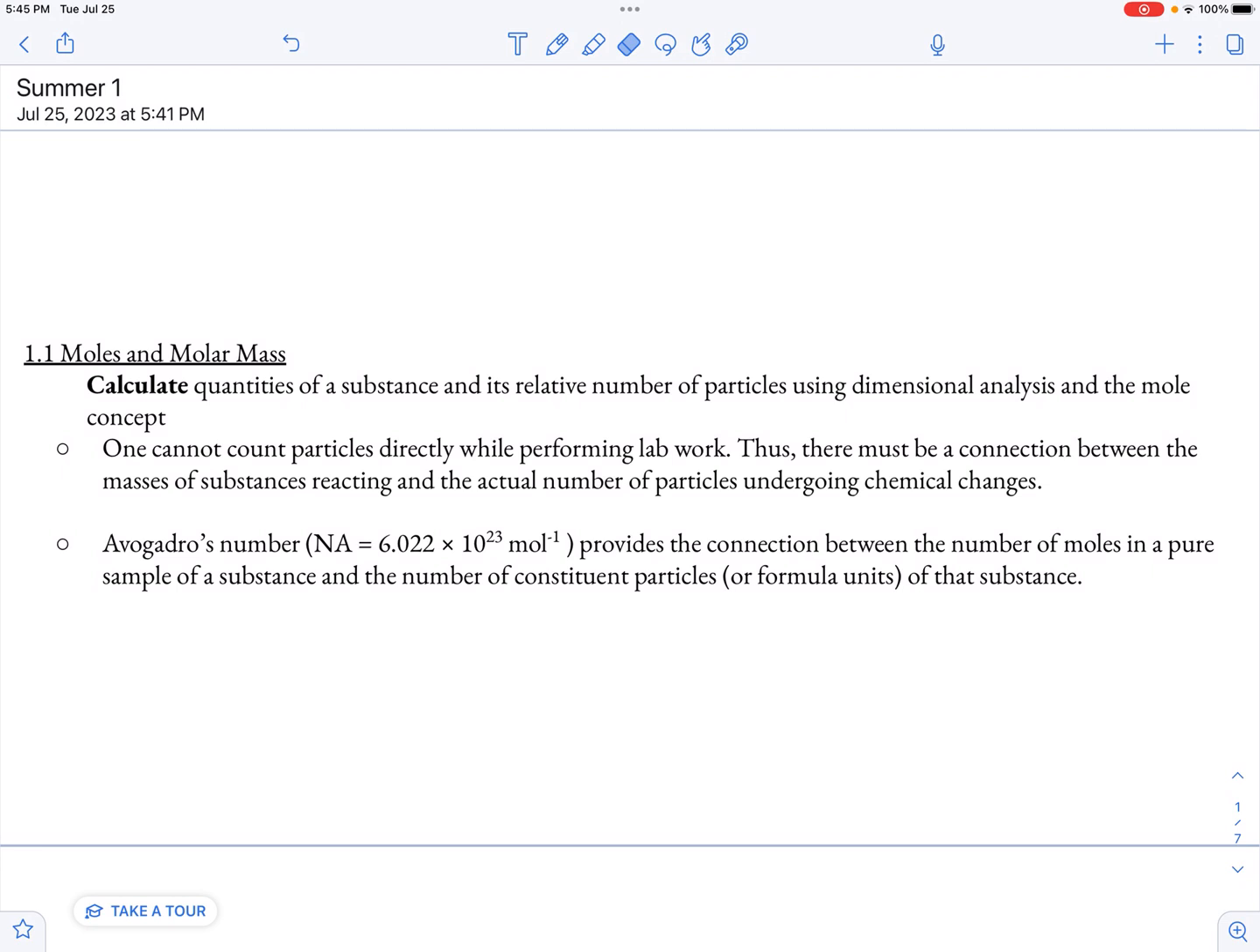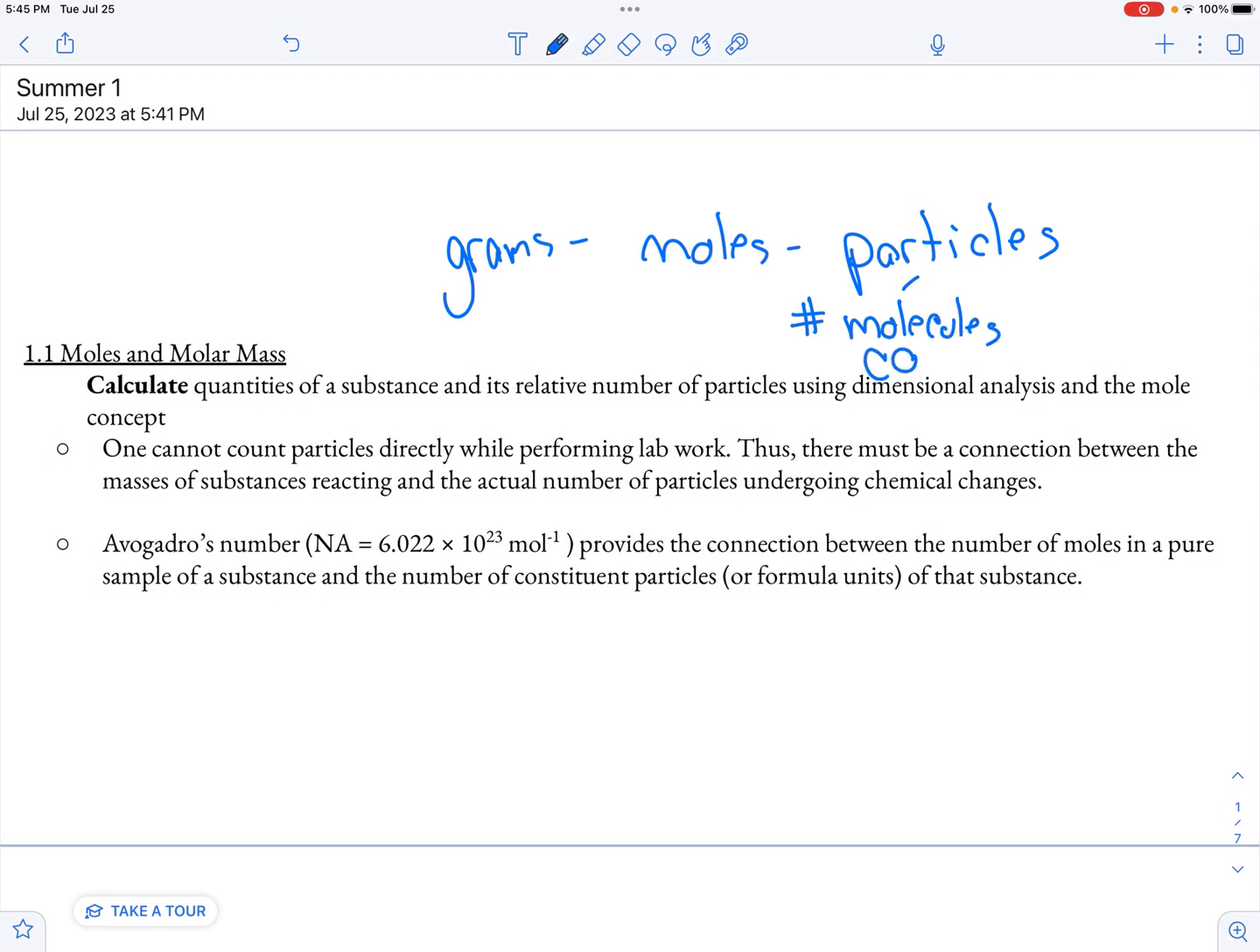One of the most common things you're going to do, something I need you to be able to do incredibly quickly, is go between grams and moles and then particles. When I say particles, this could be number of molecules. If we have CO2, how many CO2s are in our sample? From there, we could also ask you to go to the number of atoms.